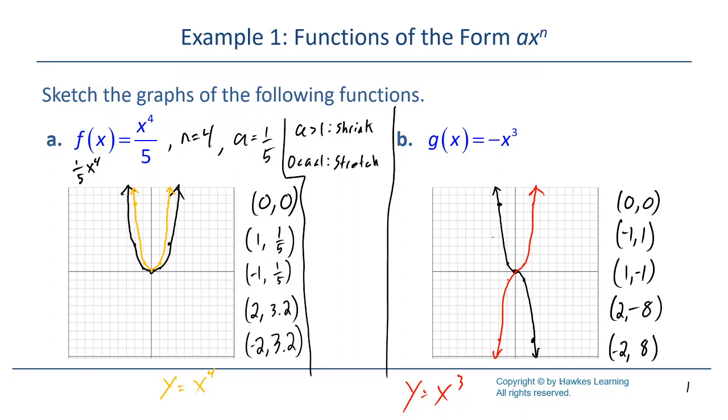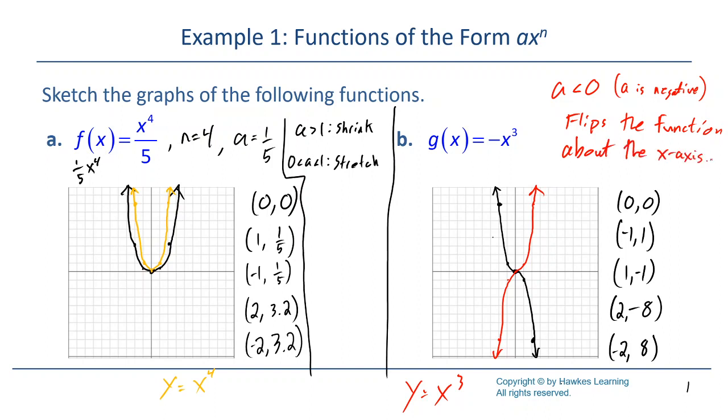So if a is less than 0, another way of just saying a is negative, it flips the function about the x-axis. So that's kind of the way it works.